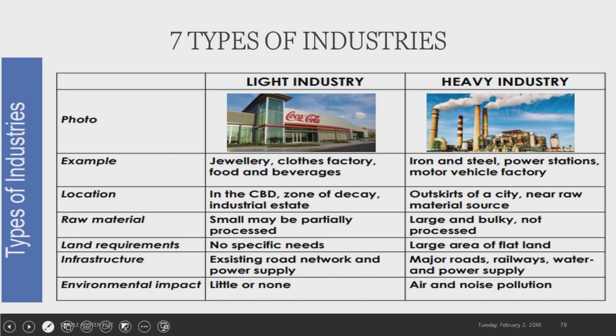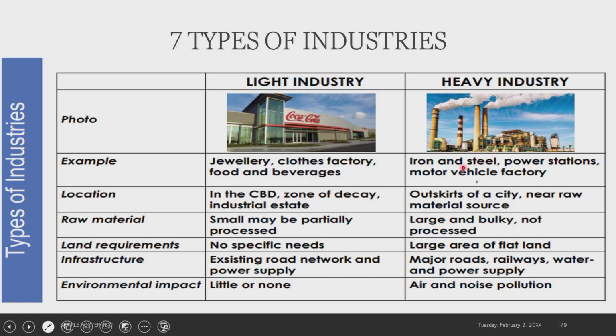So an example of a light industry would be your jewelry, clothes factory, food, beverages. Your location, you find them within the CBD or in that zone of decay known as the transitional zone or in that light industrial estate. In terms of raw materials, they use very small raw materials and those raw materials are sometimes partially processed. Land requirements, they don't really need much space. However, it also depends on that particular product. Infrastructure, existing road networks and power supply, they need to, of course, move the products they make. And then the environmental impact is little to none. Hence, it can be located close to where people are found.